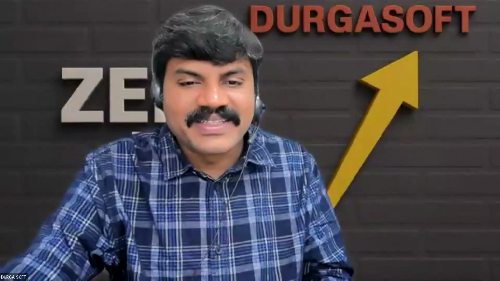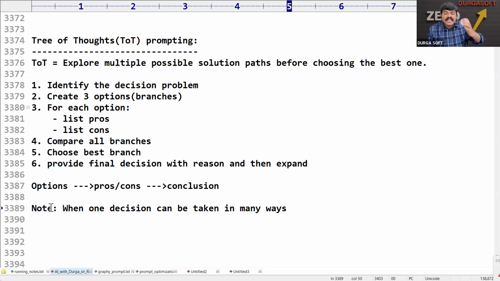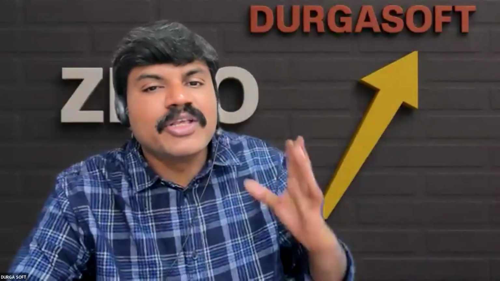One more note, just add this one. When one decision can be taken in many ways, then we can use TOT. Multiple options are there. Among those, I want to choose the best, strongest option, the best, strongest branch. Then happily we can go for TOT.